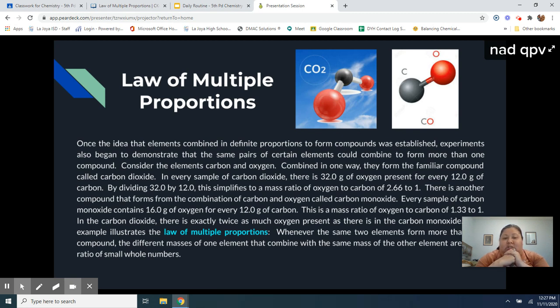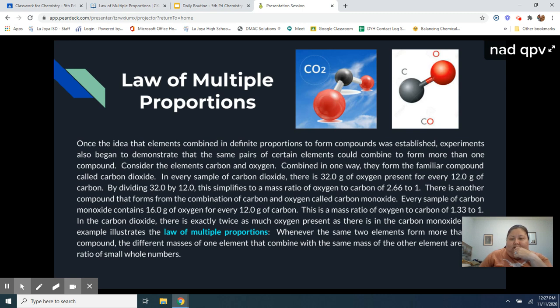Consider the elements carbon and oxygen. Combined in one way, they form a familiar compound known as carbon dioxide. In every sample of carbon dioxide, there are 32 grams of oxygen present for every 12 grams of carbon. Where are these numbers coming from, miss?